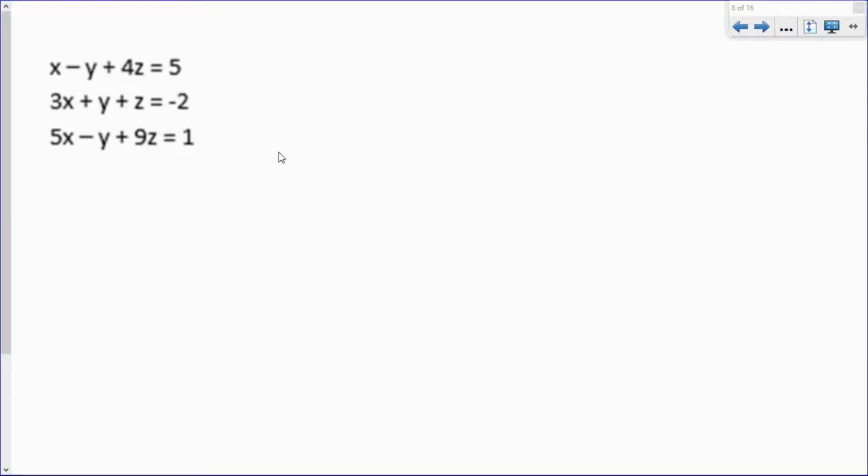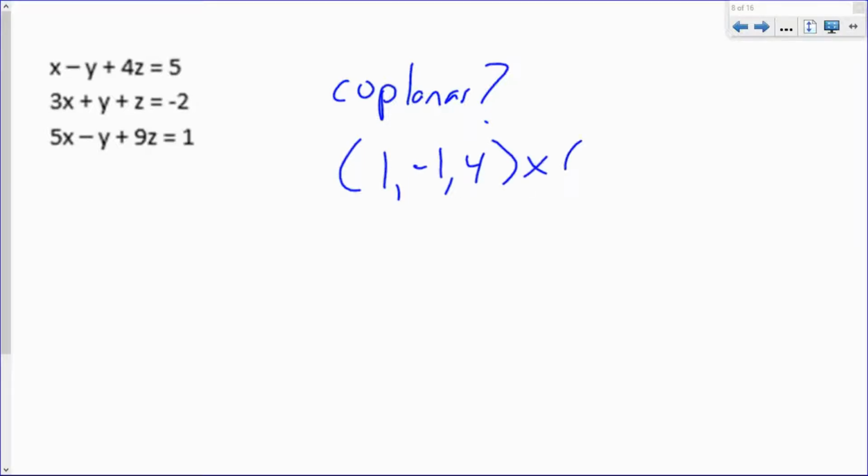Take a quick look. None of those normals are collinear. So then the next question is, are they coplanar? Well, if they're coplanar, we look at the triple scalar product again. 1, -1, 4, crossed with 3, 1, 1. That's the second normal, dotted with the third normal, 5, -1, 9. If you do this, you will find you get 0. I'm leaving that as an exercise for you to do. Which means we have normals that are non-collinear but are coplanar.